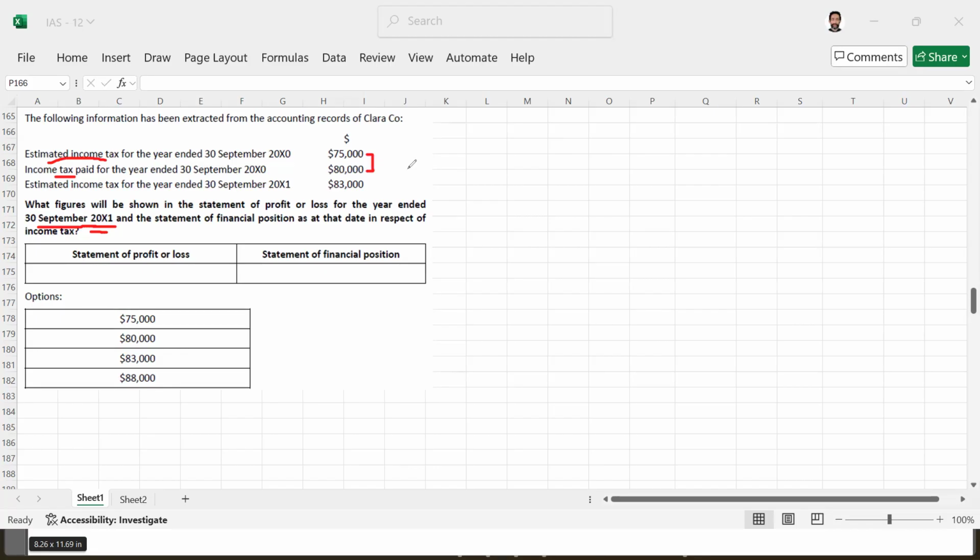This is how you calculate the under or over provision. So we can say that there is this under provision related to this one.